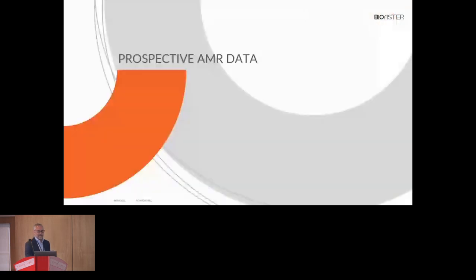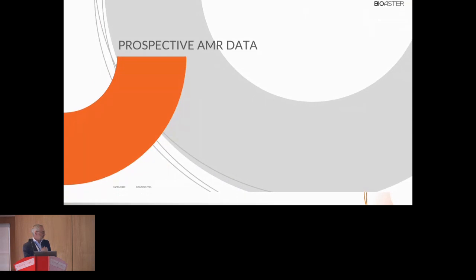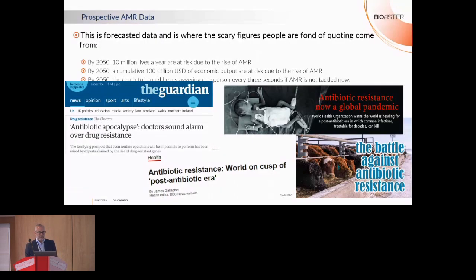So prospective AMR data, this is where we get all the horror stories that you read in the newspapers rather than the scientific journals. For example, by 2050, 10 million lives a year are at risk due to the rise of AMR. A cumulative $100 trillion of economic output are at risk. And by 2050, the death toll could be a staggering one person every 3 seconds. These are all based on the now famous O'Neill report that came out in 2017. This might not happen, but it could happen if we don't do something very soon.